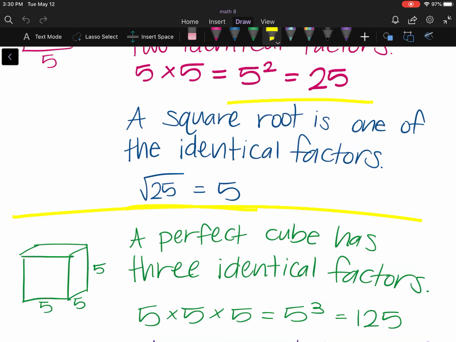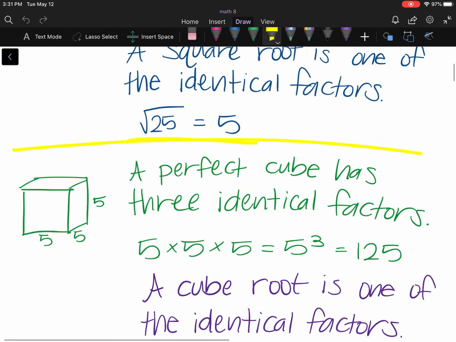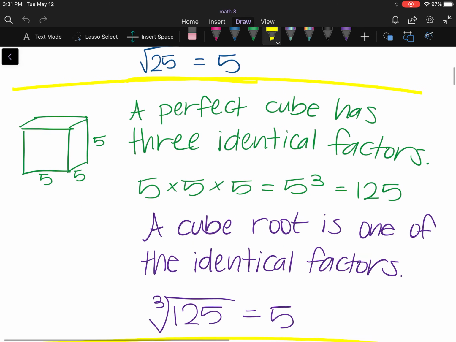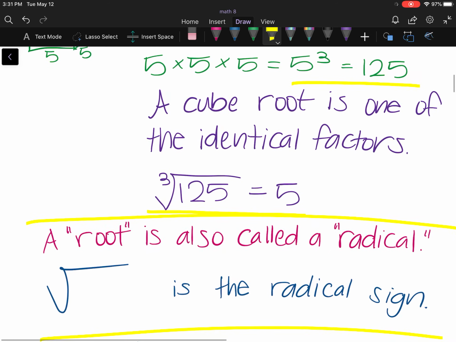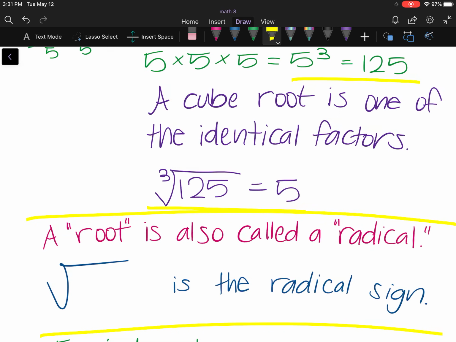A perfect cube has 3 identical factors. So 5 times 5 times 5, or 5 cubed, is 125. A cube root is one of the identical factors. So the cube root of 125 is 5. So notice, 5 cubed is 125. Cube root of 125 equals 5.